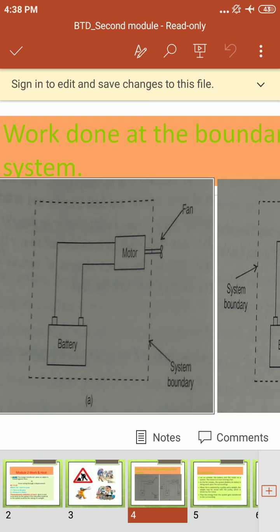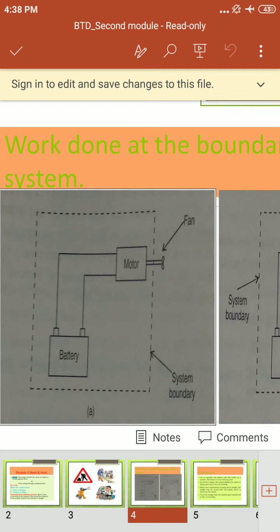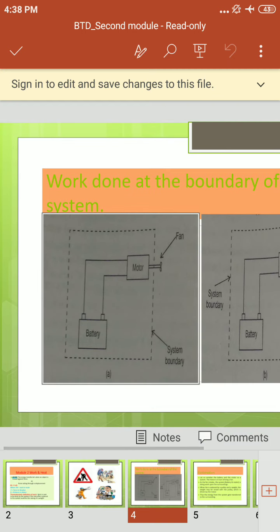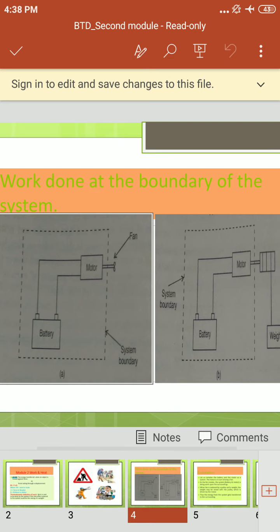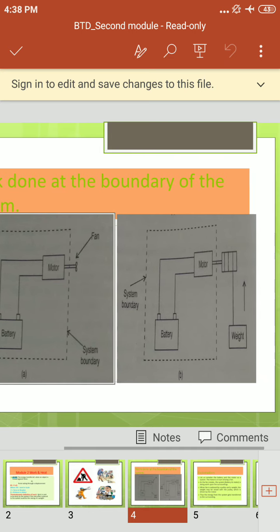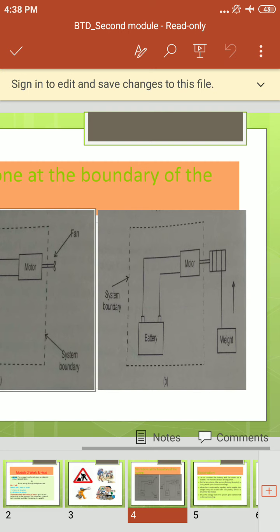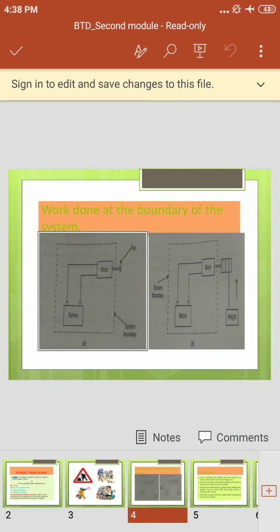These systems are doing work on the surroundings. Okay, this is in general. Now, in the same sketch as B, what is the change here? Instead of a fan, we have to use a pulley and weight. What happened here by seeing this sketch?